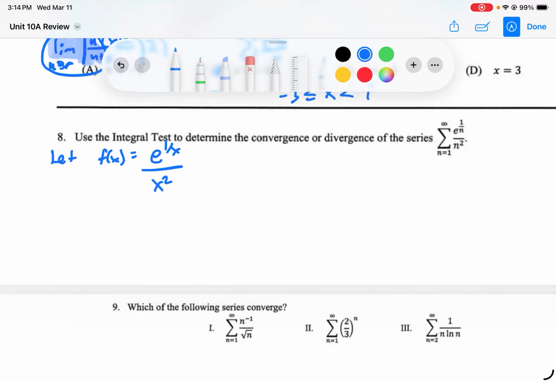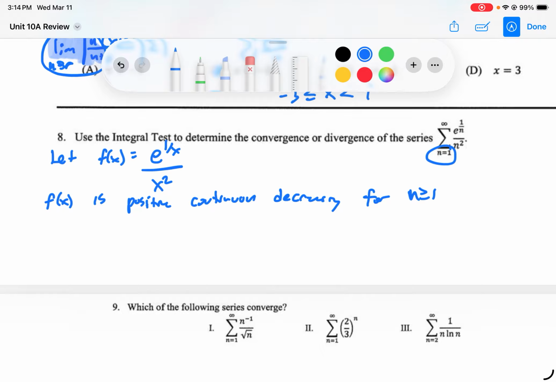That function has to be positive. It's positive. It has to be continuous. It's continuous for n starting at 1 and greater. It's not continuous if x is 0, but that's not a problem. It's continuous for n greater than or equal to 1. And then we're just going to say with confidence that it is decreasing for n greater than or equal to 1.